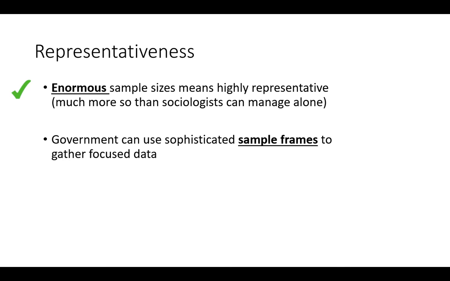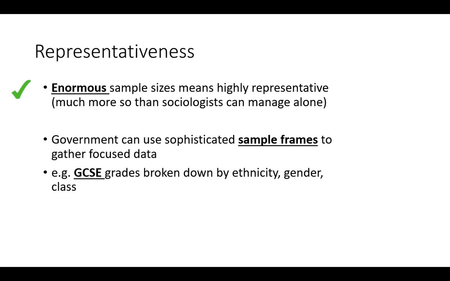You can literally go onto the Office for National Statistics and pull that data up. You can have 1999, 2000, 2001, all the way up to today, and you can see the average grade for that group. It's incredibly representative because sometimes we actually have every single person who's in that group in our data set. GCSE grades broken down by ethnicity, gender and class, exactly.